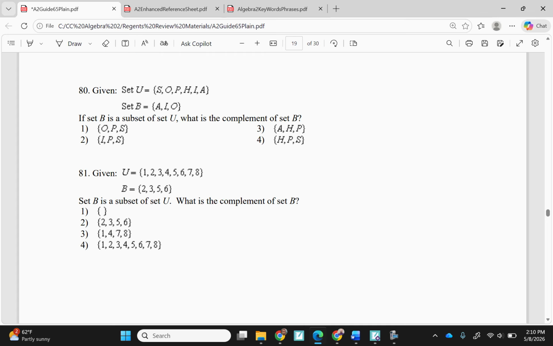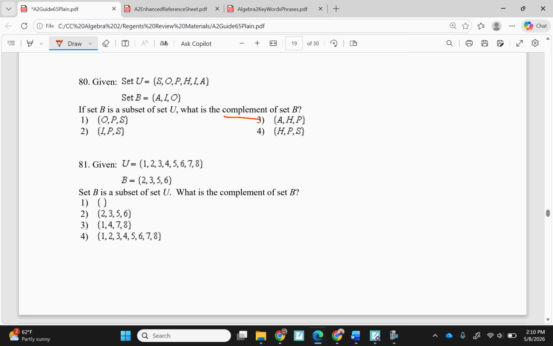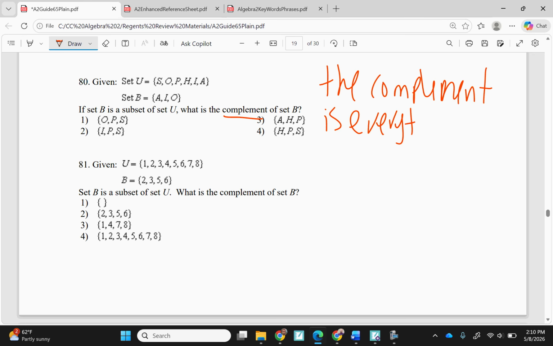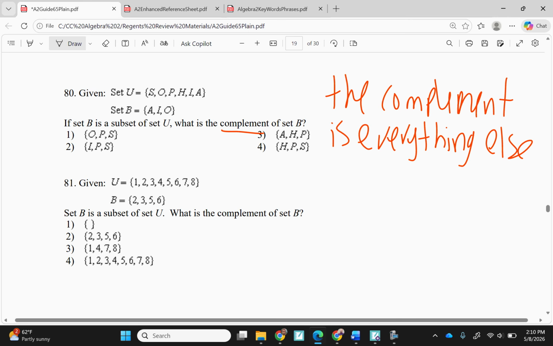And the complement is everything else. It's not what's in the subset. It's everything else. So if it wants the complement of B, since B is A, I, and O, it's not A, I, and O. It's everything else. It's SPH, choice 4.